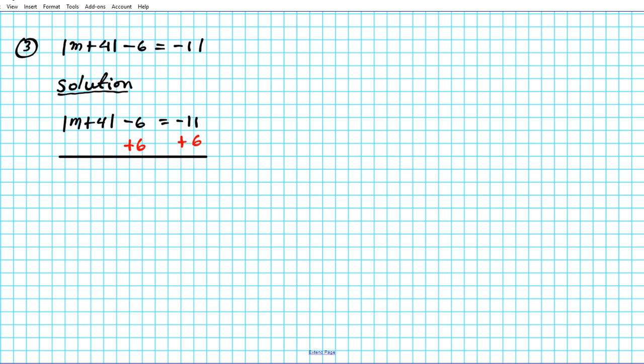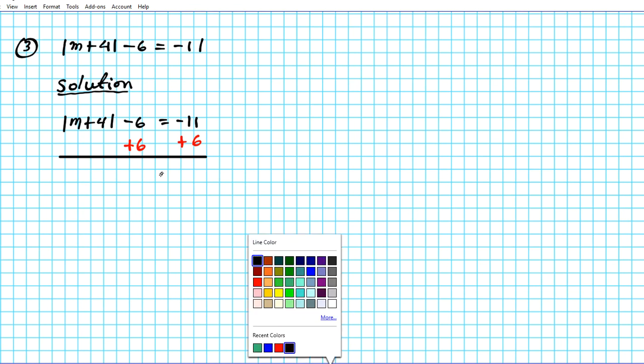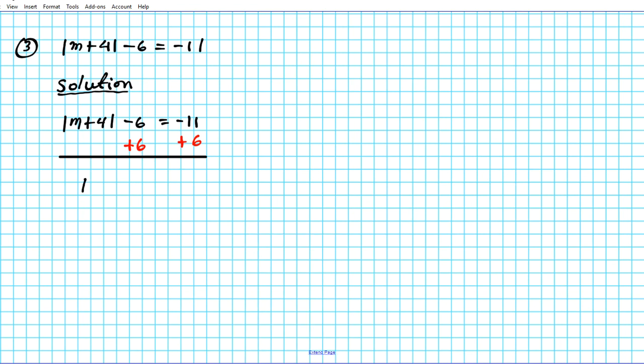When you add 6 to both sides of the equation, we achieve our desired goal, which is to have the absolute value quantity by itself: absolute value of m plus 4 equals negative 11 plus 6, negative 5. Now, before we proceed with breaking this equation down, let's take a look at what we have. We have an absolute value quantity equal to a negative number. So we're saying that this distance is equal to negative 5. Is that possible? The answer is no.